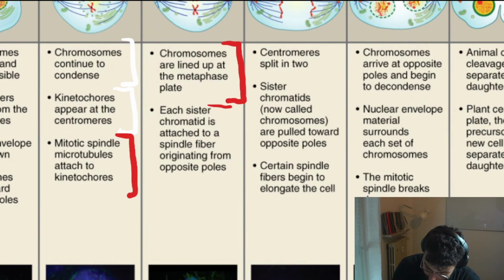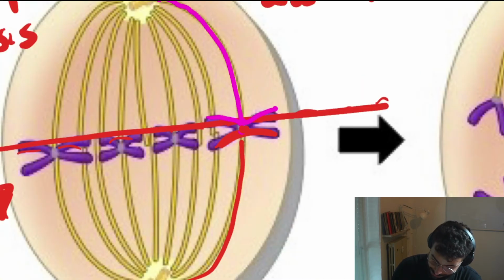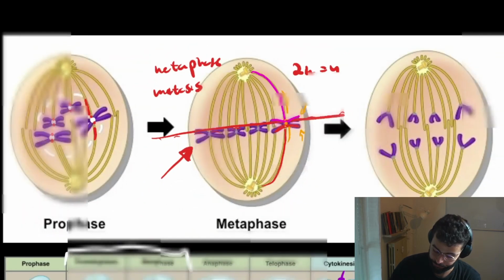Then each sister chromatid is going to be attached to a spindle fiber from the opposite pole. So you are going to have this spindle attaching to one chromatid, and this spindle attaching to the other chromatid. You are going to have kinetochores attaching from each side, but you are still going to have a single centromere inside. So single centromere, 2 kinetochores, 2 spindle fibers, and 2 chromatids, but 1 chromosome.